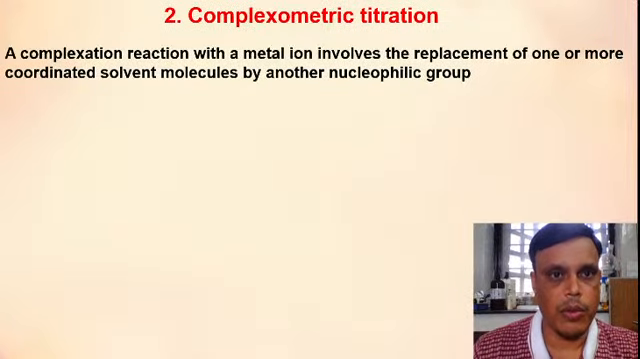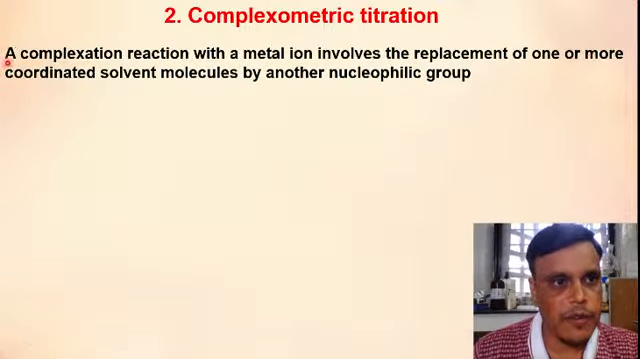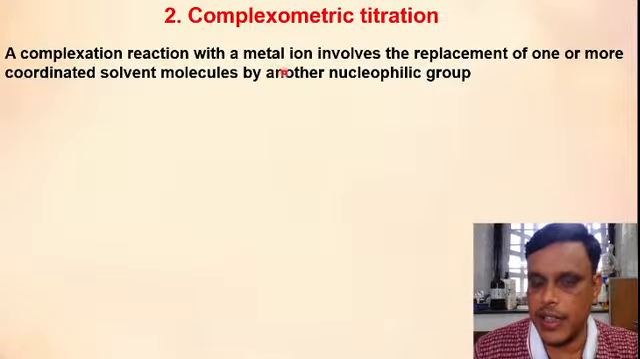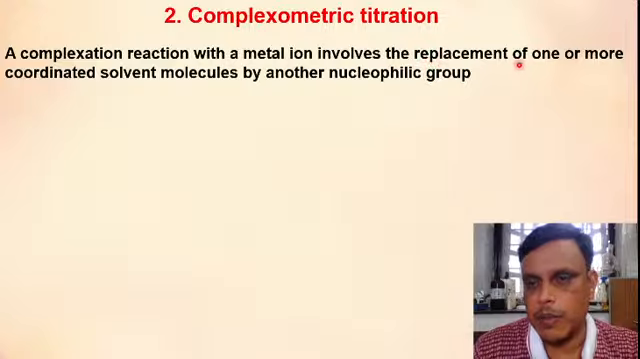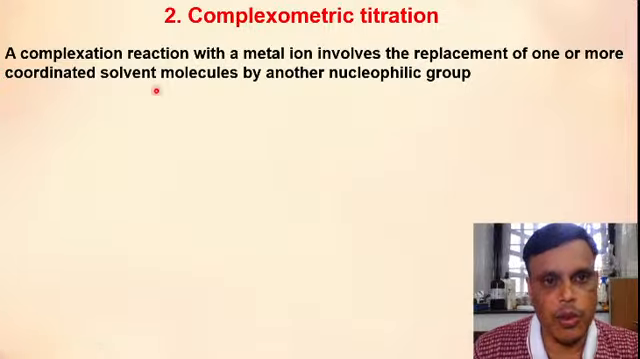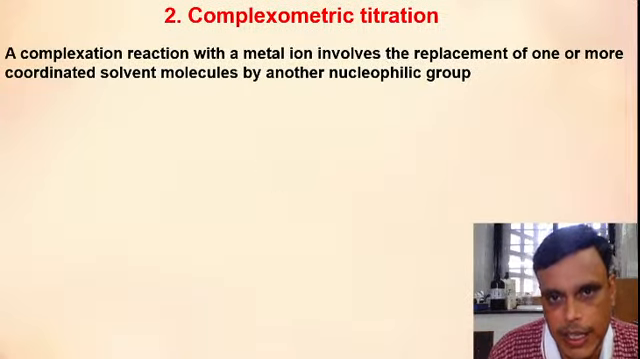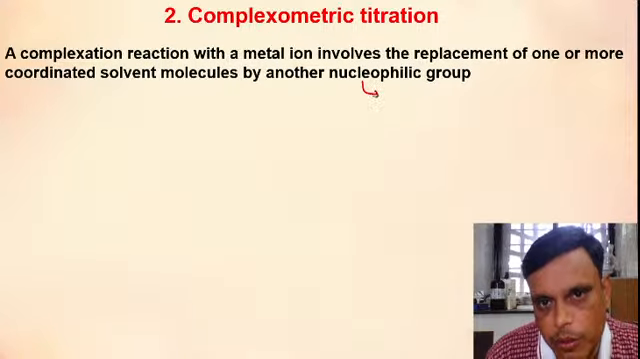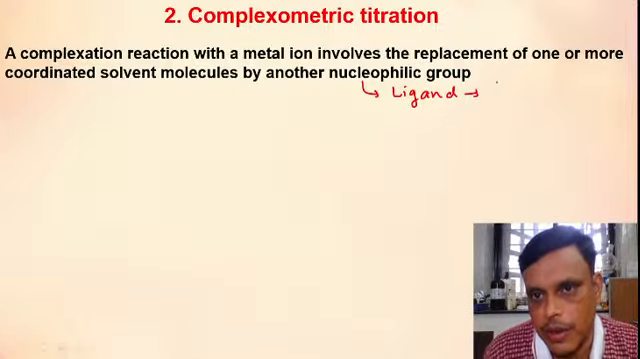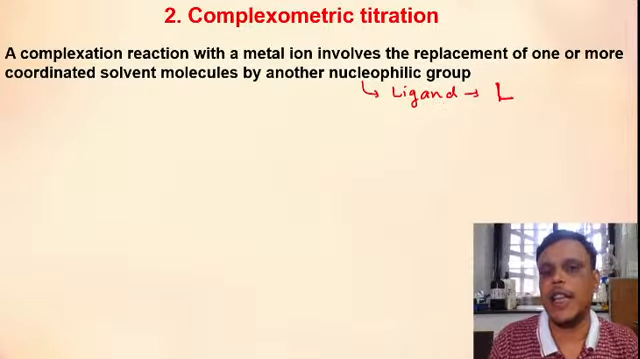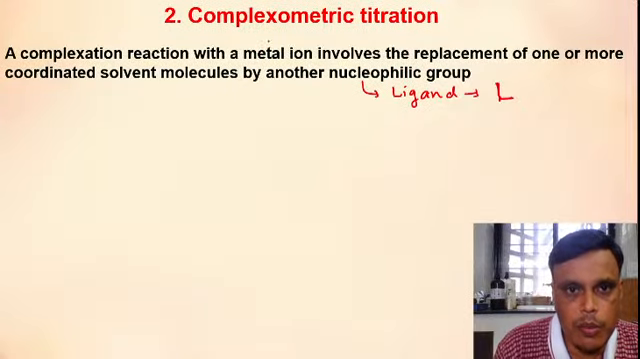So what happens in this complexometric reaction? Read carefully. Complexation reactions with a metal ion involve the replacement of one or more coordinated solvent molecules by another nucleophilic group. This nucleophilic group is called a ligand. Please remember this. This nucleophilic group is called a ligand, and it is denoted by a capital L. So this nucleophile is called a ligand. Please remember this.